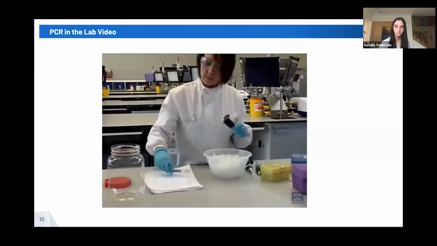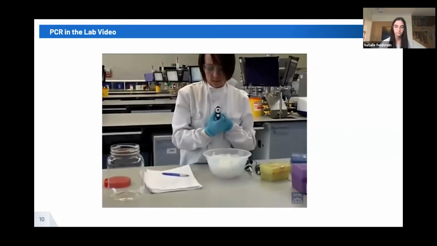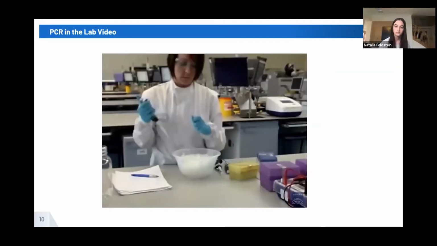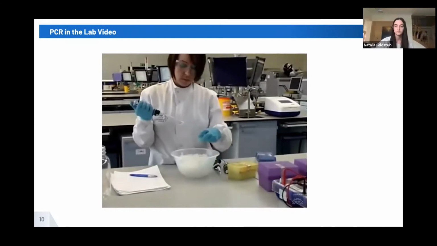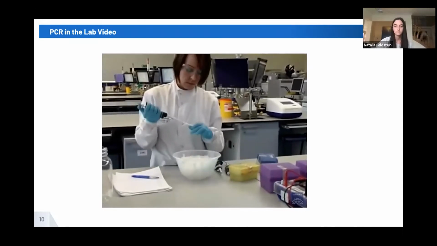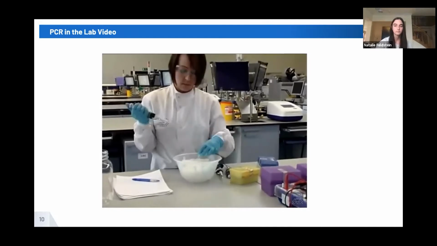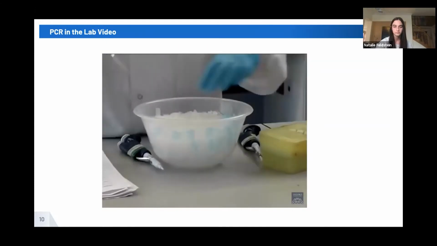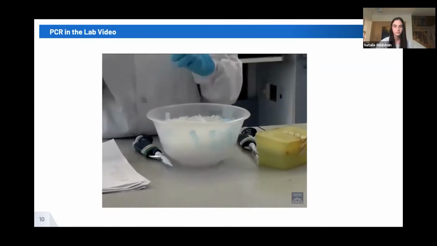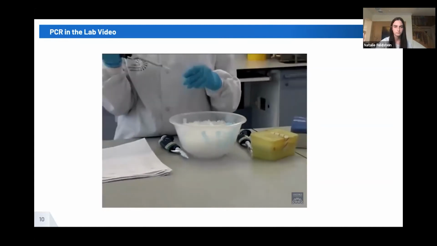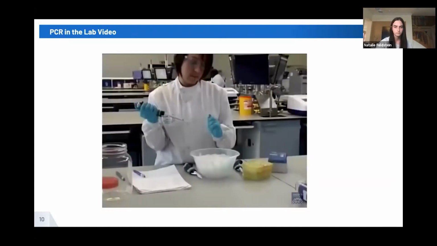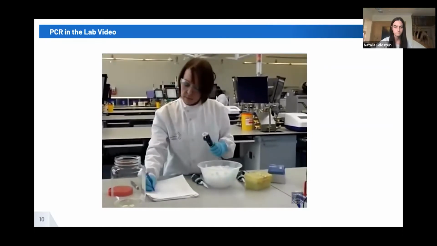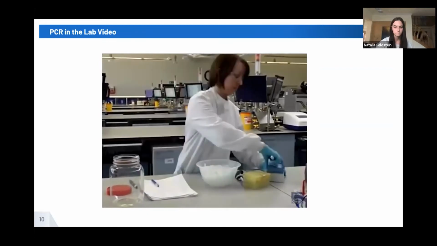The next reagent to add are the deoxynucleotide triphosphates, and these are the bases which will be used by the enzyme to synthesize the new DNA in the amplification process. After the nucleotides have been added, a volume of distilled water is added to the master mix. And the final reagent to be added to the master mix is the Taq polymerase.